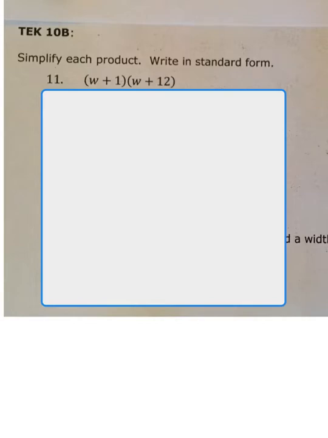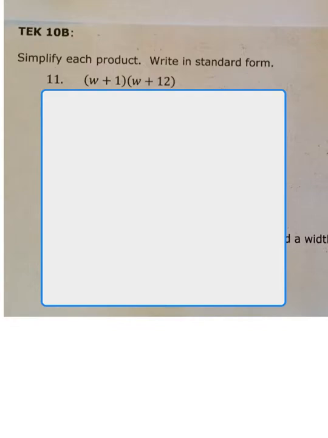Alrighty, for this second part of the test, TEK 10b says that we need to be able to multiply binomials, and we're going to do that by either double distribution or everybody's favorite, FOIL. FOIL stands for first terms, outer terms, inner terms, and then the last terms. After we multiply, then we need to write them in standard form if they are not. Remember that standard form means that they need to be in order from the highest power to the lowest power.